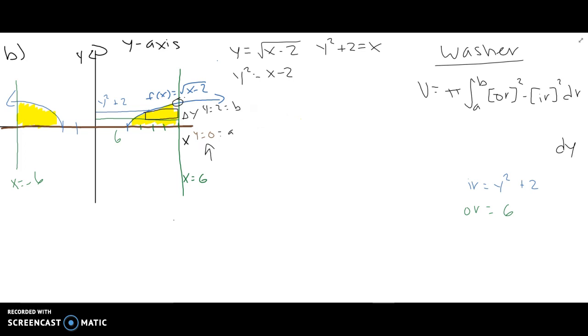Now that we have identified all the components, we can rewrite this formula for this specific problem. We have pi times the integral from 0 to 2 of the outer radius squared. We said that was y squared plus 2, right? Y squared plus, oh no, that's the inner radius, my bad. The outer radius is going to be just 6 squared minus y squared plus 2 squared. Okay, and again, this is the easy part.